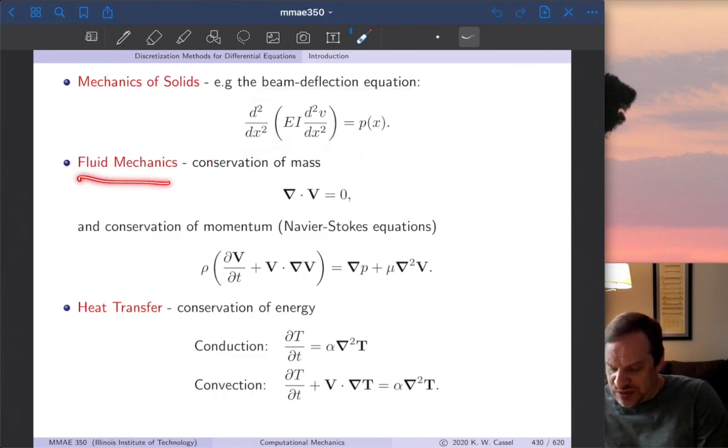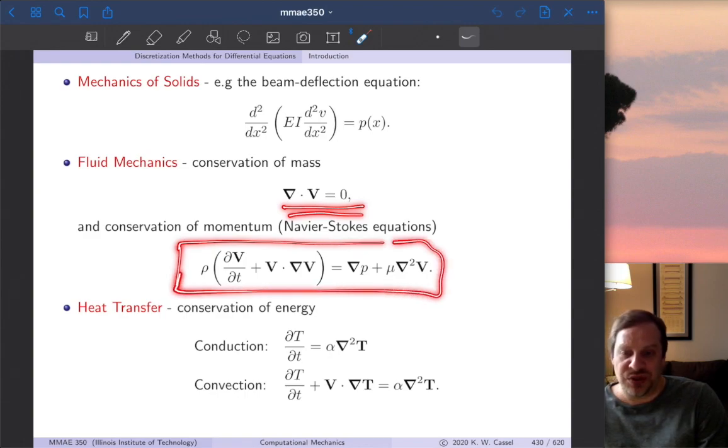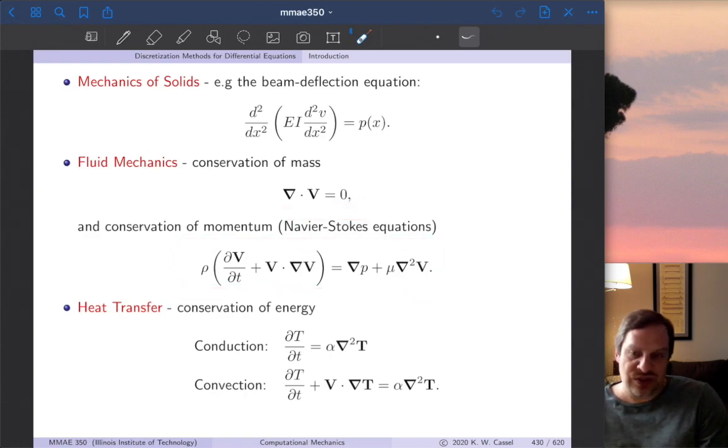In fluid mechanics, so MMAE 313, we have conservation of mass and conservation of momentum. We call these the Navier-Stokes equations. They're written here in vector form. So V here is the velocity, so del dot V, that's the divergence of the velocity field. If it's incompressible, then that is 0. And then here's the corresponding conservation of momentum equation. And essentially it's just F equals ma again. So the F is actually on the right-hand side.